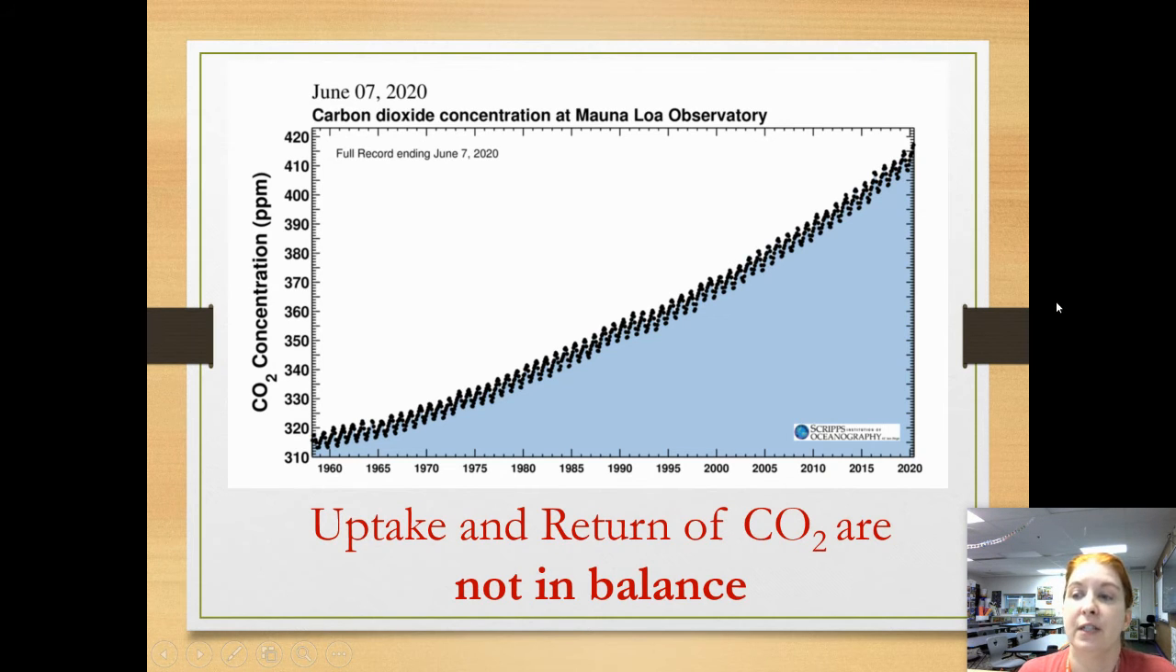Uptake and return of CO2 are not in balance. So we have this nifty up-down that happens every year. In the spring and summer in the northern hemisphere, there are more forests in the northern hemisphere than the southern. So every spring and summer when you have plants, they're absorbing more of that carbon dioxide, so it takes a slight dip. And then in the fall and winter, there are fewer leaves to absorb, so you have a slight increase.